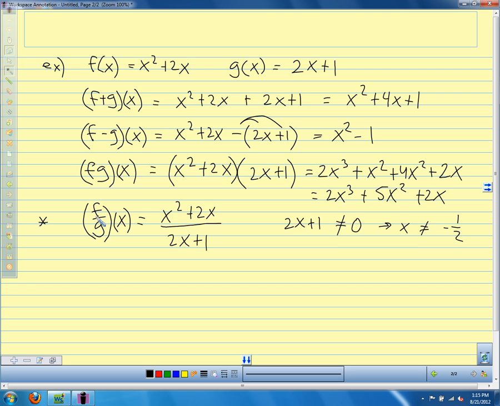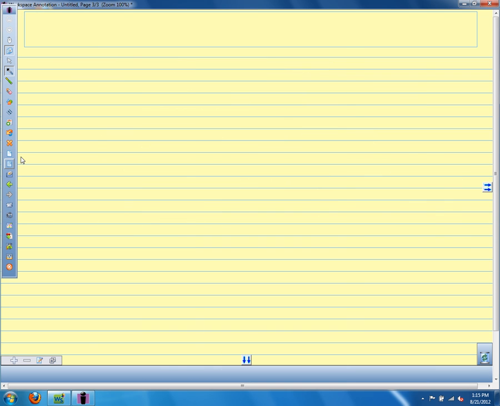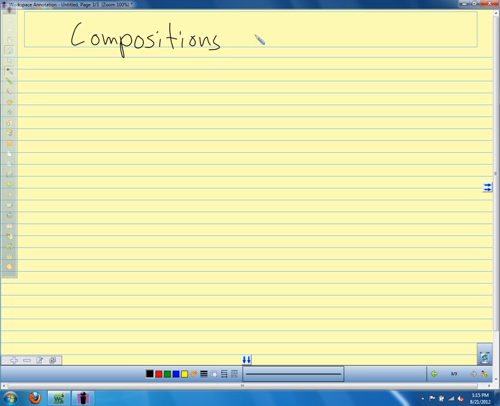All right, here's where it gets a little trickier. Again, we're reviewing some, so this shouldn't be totally brand new. Compositions of functions. Compositions are when we take one function and plug that whole function in for x. That's what we do when we're doing compositions of functions.